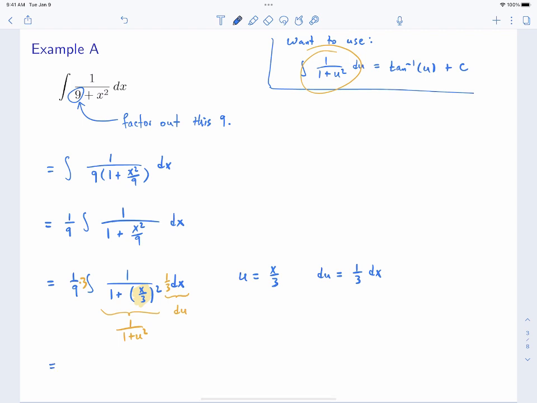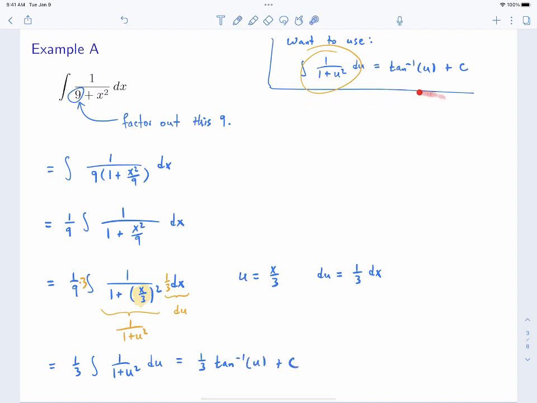So what do we have here? We have 1 over 9 times 3, that's 1/3. So we have 1/3 times the integral of 1 over 1 plus u squared du. Okay, now this we can integrate. This is one of our elementary antiderivatives from the previous slide. So this is 1/3 times the inverse tangent of u plus a constant.